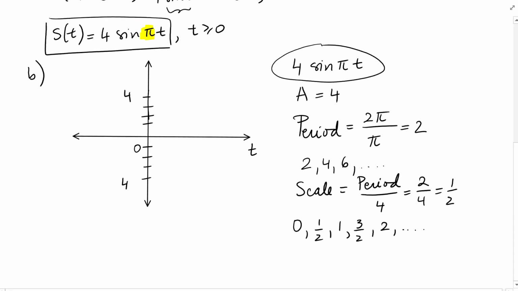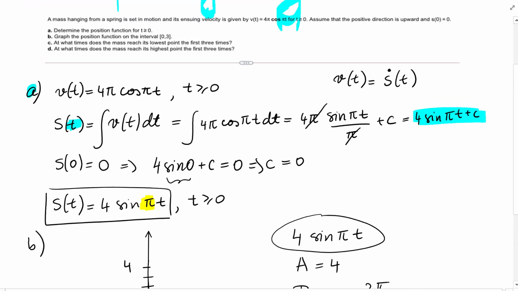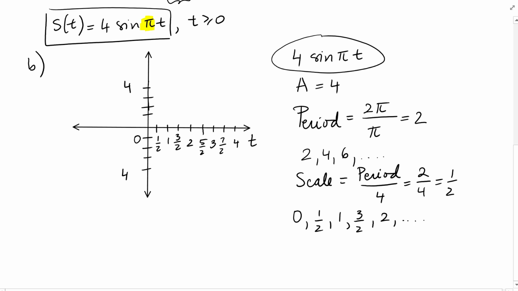So how do we graph that? Well, let's put the scale. So 1 over 2, 1, 3 over 2, 2, 5 over 2, 6 over 2, which is 3, 7 over 2, 8 over 2, which is 4. And so basically, let's see, did they want us to graph it? They wanted to graph it only on 0, 3. So let's keep that in mind.